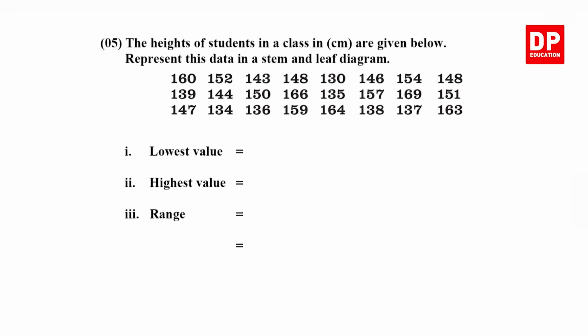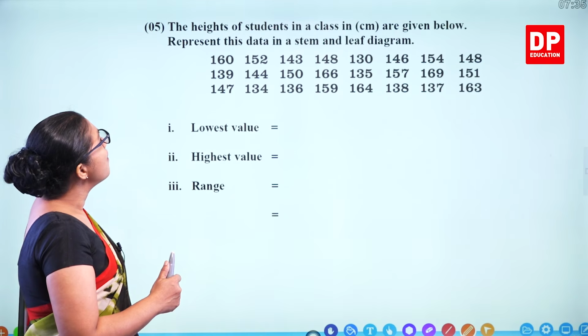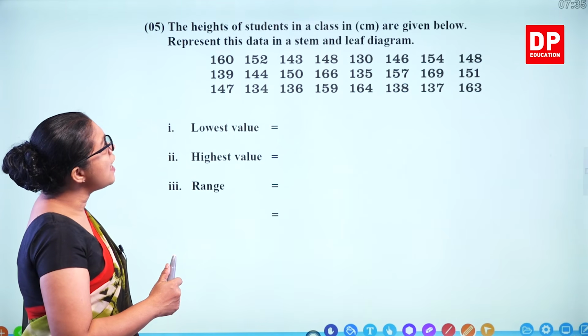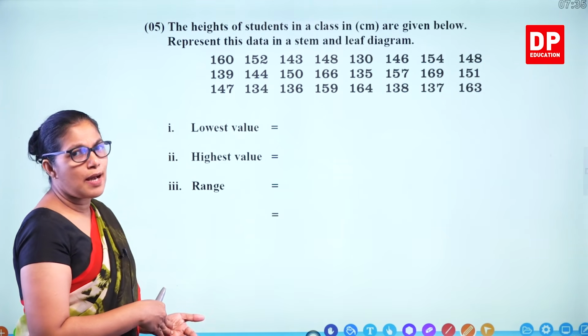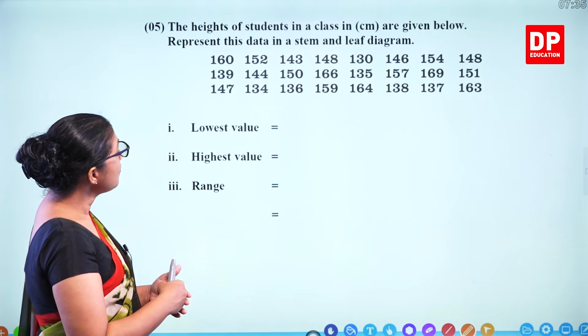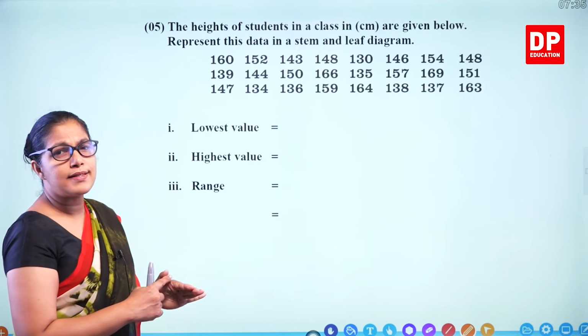The heights of students in a class in centimeters are given below. Represent this data in a stem and leaf diagram. So these are 3-digit numbers. So what you do? First find the lowest and the highest.